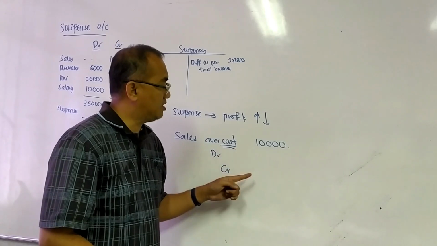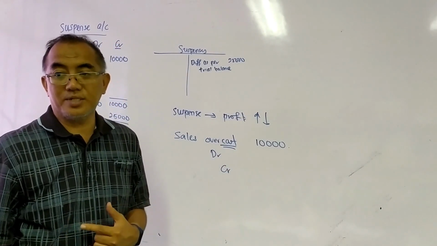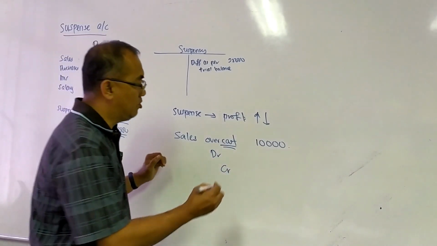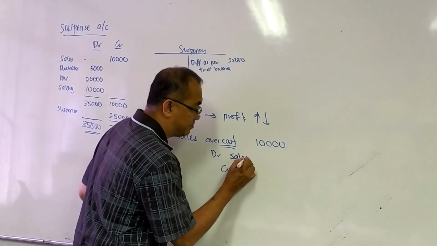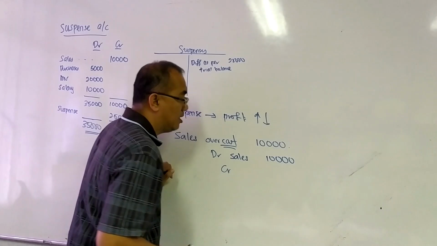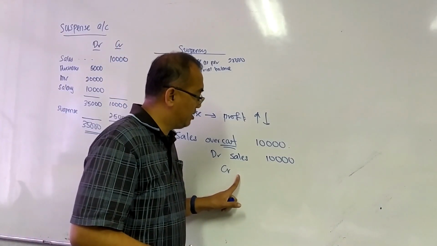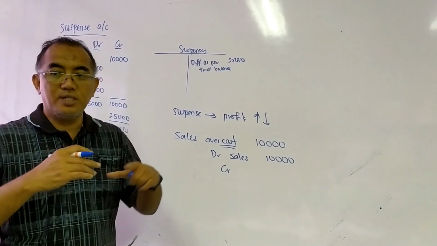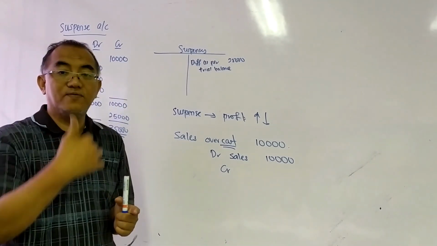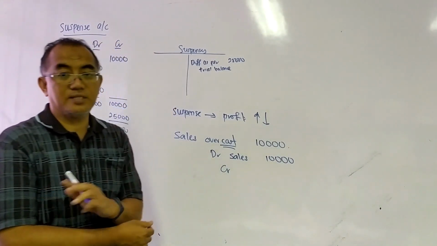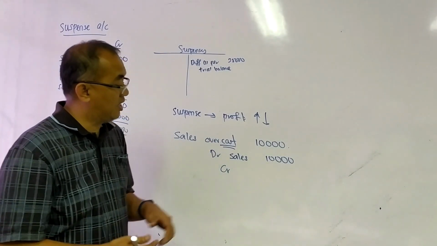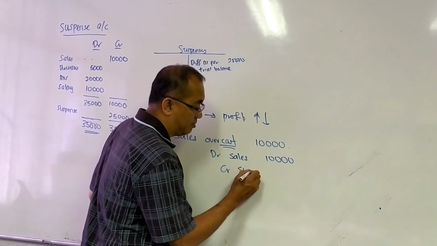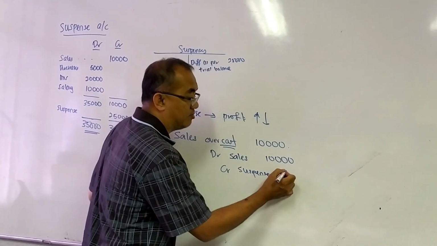So when your sales are overcast, your sales are more by 10,000. How do you reduce your sales? By debiting the sales account. So you debit your sales 10,000, and what should you credit? You cannot go to the cash account, because cash is already settled; you have received that money. Bank is settled too. So here will be the suspense account, 10,000.